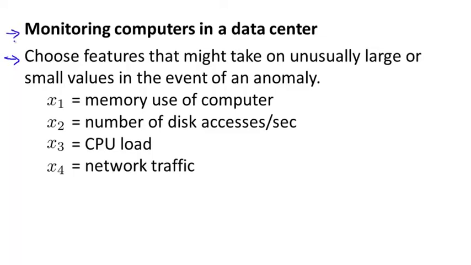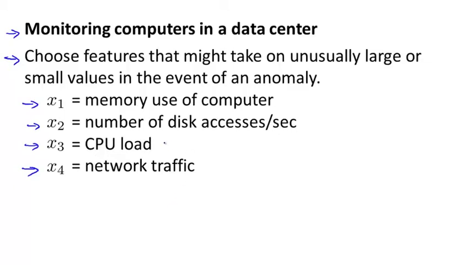So let's use our example again of monitoring the computers in a data center. With lots of machines, maybe thousands or tens of thousands of machines in a data center, we want to know if one of our computers is acting up or doing something strange. So here are examples of features we might choose, right? Maybe memory use, number of disk accesses, CPU load, network traffic. But now let's say I suspect one of the failure cases, let's say that in my data set, I think that CPU load and network traffic tend to grow linearly with each other.